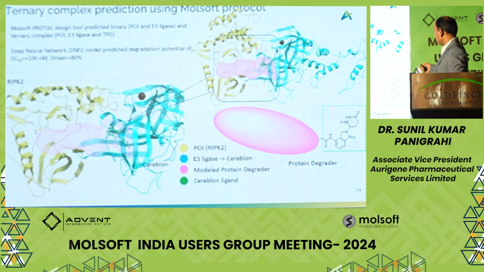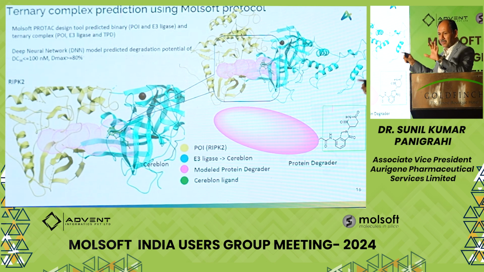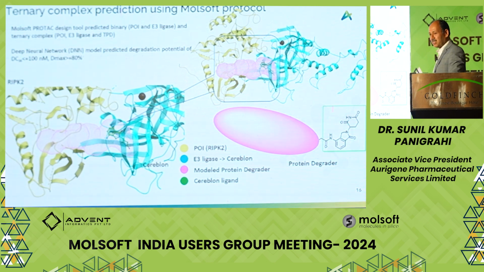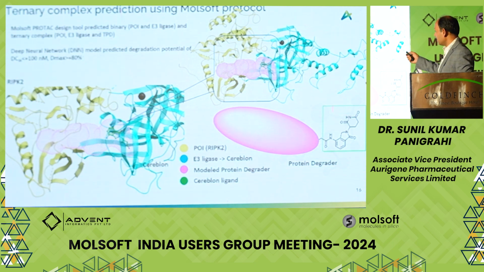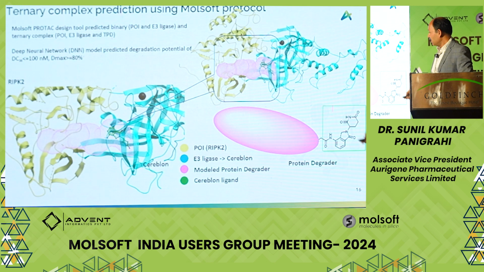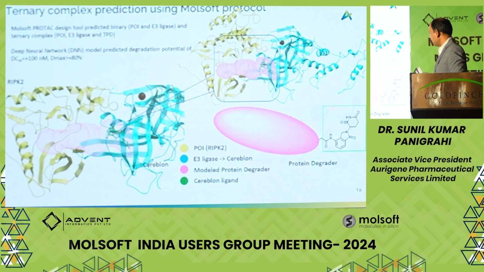And here is the cartoon diagram wherein you see the RIPK-2 and CRBN ternary complex, along with the hidden structures. Some structures I cannot show, some structures which were giving that kind of potency. So these are all predicted values, and we shortlisted this library first.